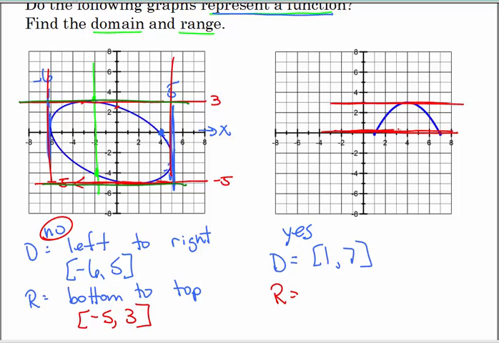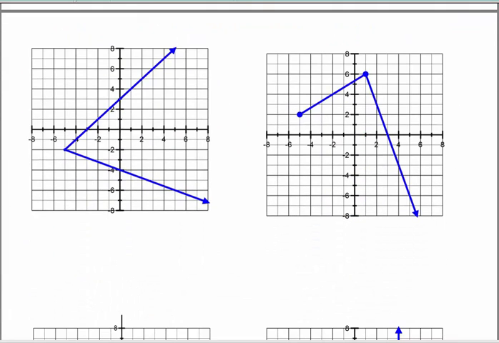What y value is here? From 0 up to 3. So yes, that is a function, and here's our domain and range. Now let's look at some more difficult examples. I'm going to call this number 1. Is that a function?